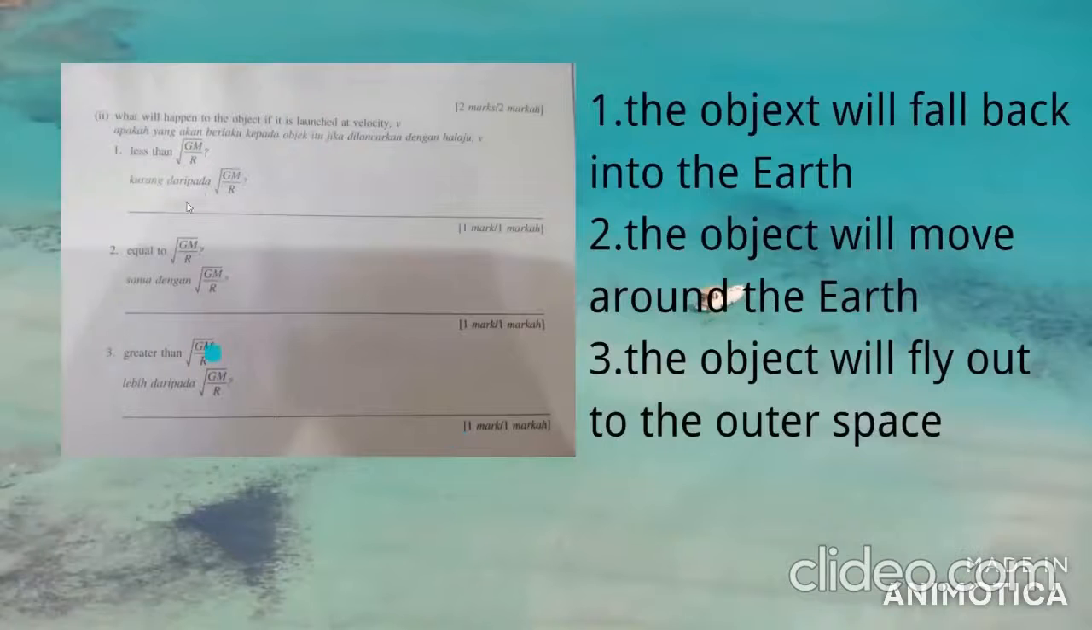After this, what we are going to look at is what will happen to the object if it's launched at velocity v. If v is less than square root of GM over r, the object will fall back to the Earth. If it's equal to square root of GM over r, the object will move around the Earth. If v is greater than square root of GM over r, the object will fly out to outer space.